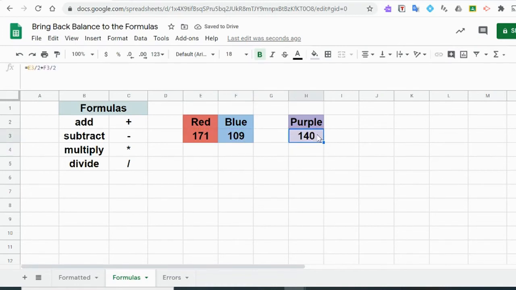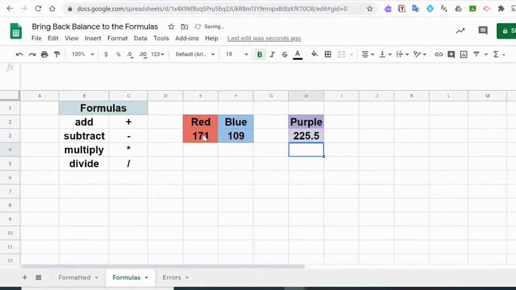What's another way you could do that? Maybe instead of dividing by 2, multiply by 0.5. We get the same answer. Can you think of any other ways to get half the red and half the blue? Why not take the average? Let's do equals E3 plus F3 divided by 2.